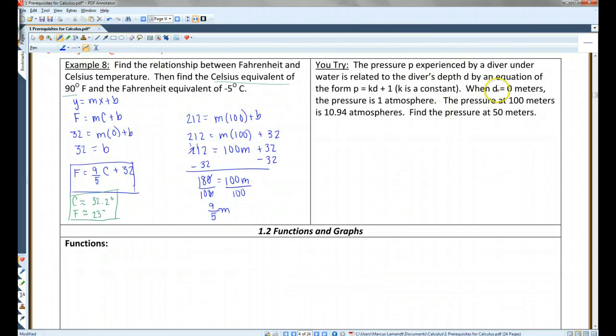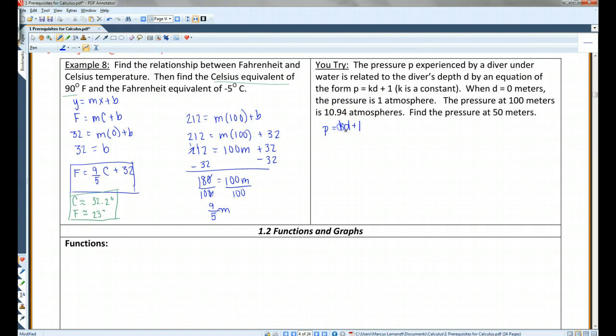Alright, I'm going to actually do this one out for you guys because it's a little bit different. The pressure P experienced by a diver underwater is related to the diver's depth by this equation here. K is a constant. That means K is a regular number. It's not a variable. It's not something that's going to change. We need to find what K is. When D equals 0 meters, the pressure is 1 atmosphere. Okay, so let's write this down. We've got P equals KD plus 1.